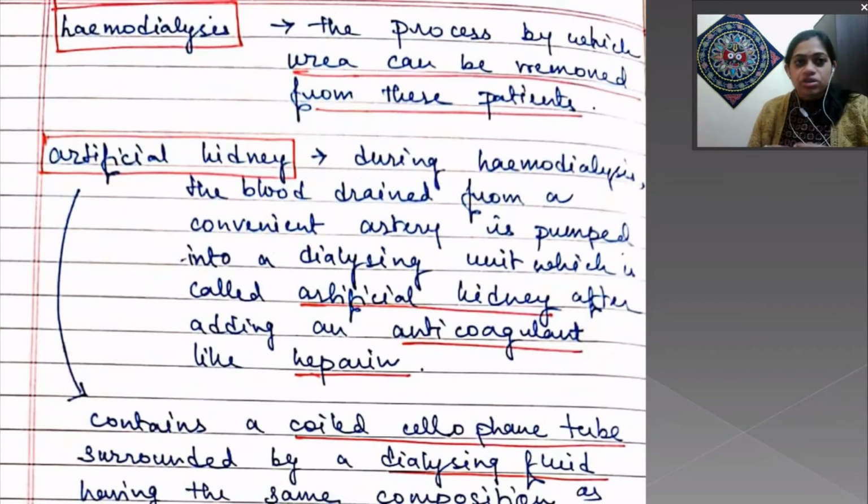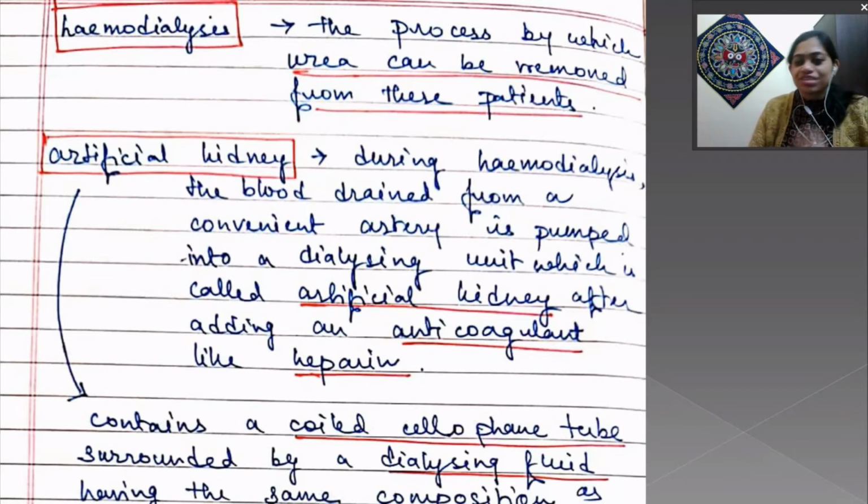And there is a process called hemodialysis. Hemodialysis is the process by which urea can be removed from the patient. So ये जो blood में accumulated urea हो जाता है, इसको remove कर सकते हैं. This process is called hemodialysis, and इसमें जो important एक instrument use होता है, that is called artificial kidney. Okay, so what is it? So during hemodialysis the blood is drained out.